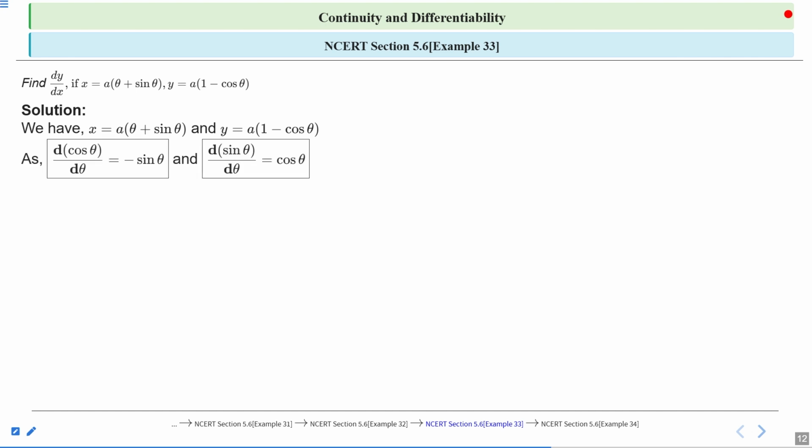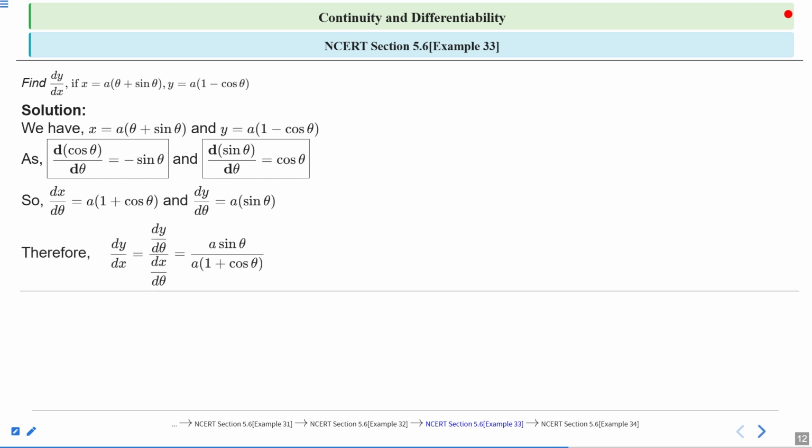As d of cos theta upon d theta is equal to minus sine theta and d of sine theta upon d theta is equal to cos theta, dx by d theta will be equal to a times 1 plus cos theta and dy by d theta will be equal to a sine theta.